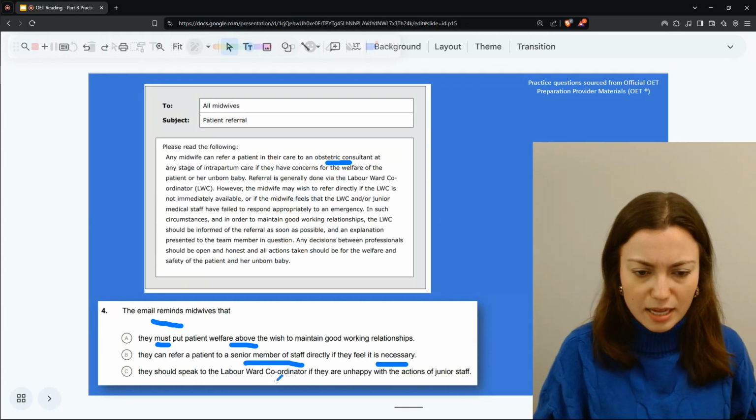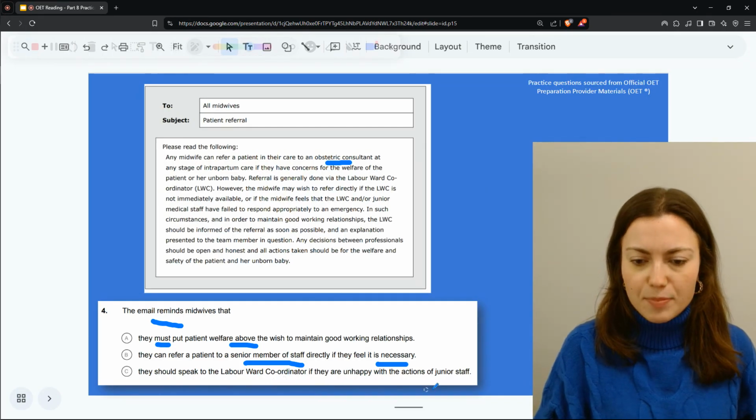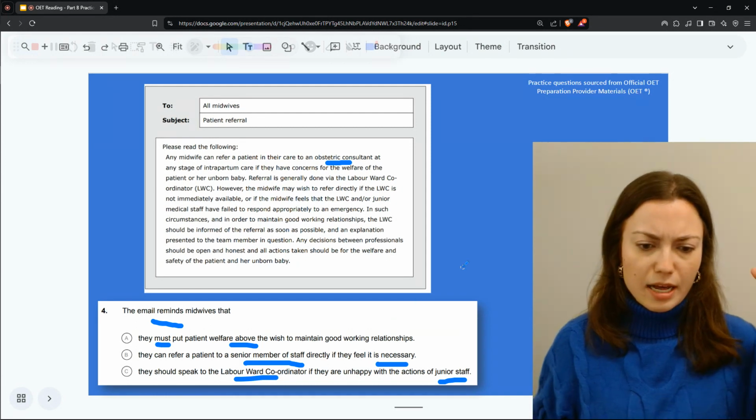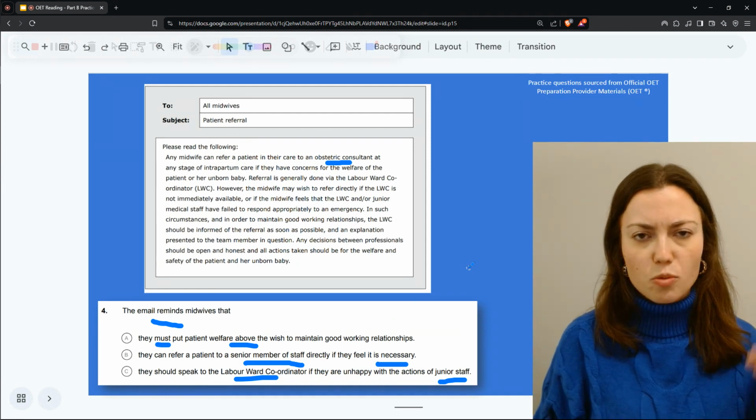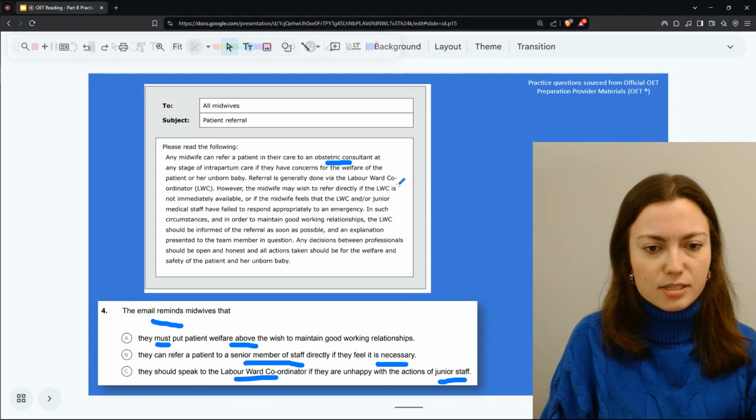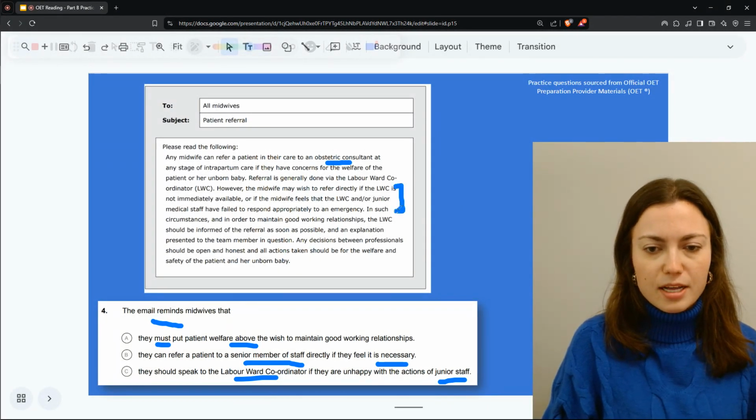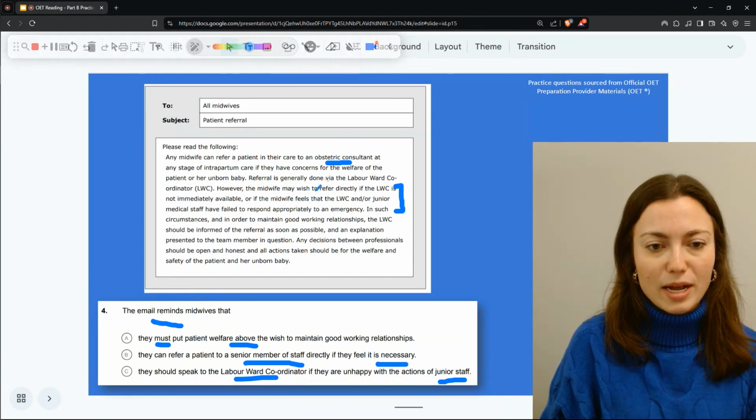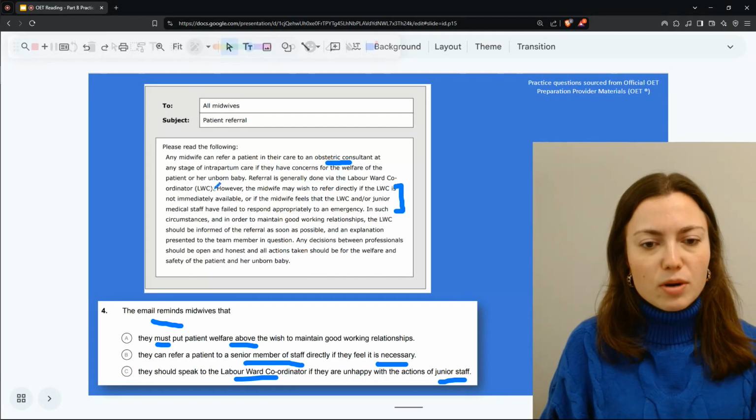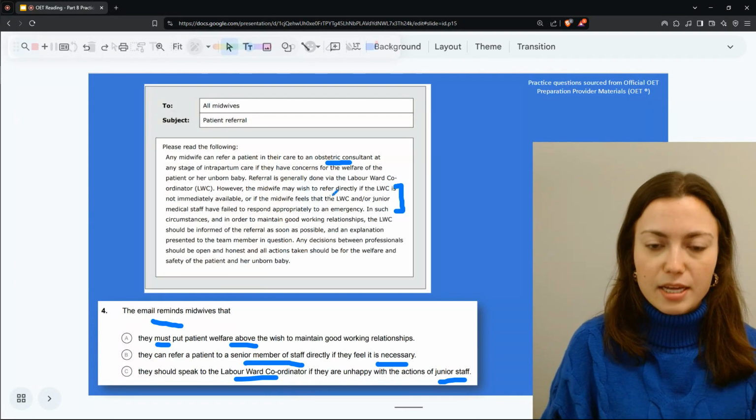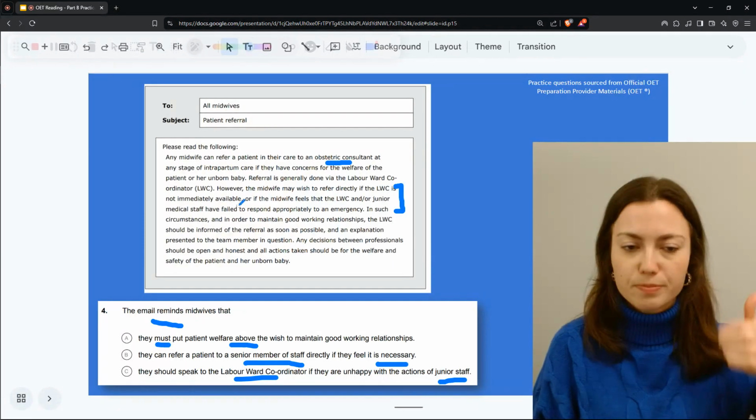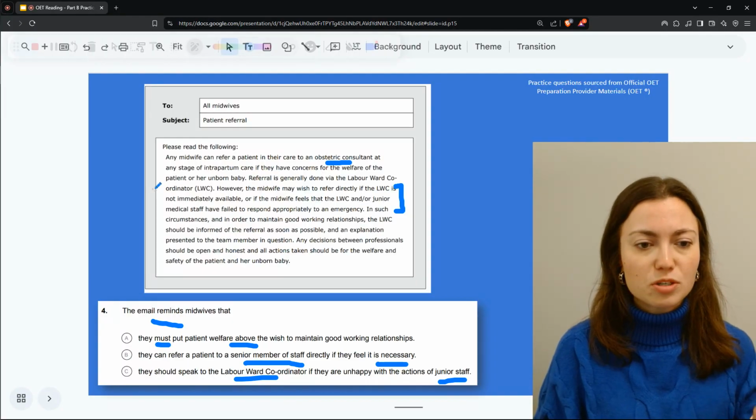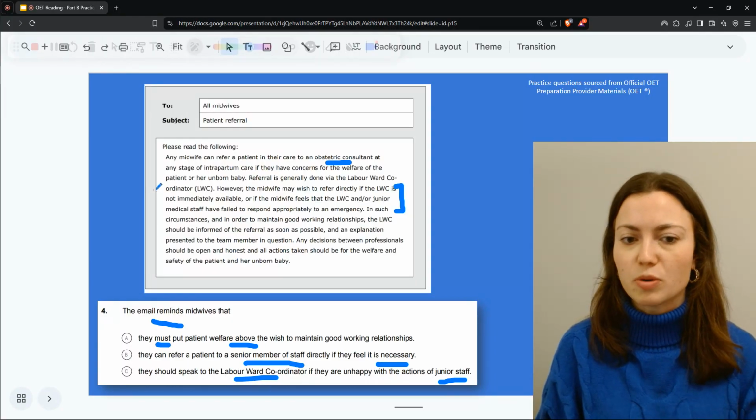They should speak to the labor ward coordinator if they are unhappy with the actions of the junior staff. Okay, so we have a few other people here, the LWC and the junior staff. So based on what you read, there's a very clear section here, right in the middle, that can either confirm or deny if C is correct. So let's read this. However, the midwife may wish to refer directly if the LWC is not immediately available. So that's one criteria. Or if the midwife feels that the LWC and or junior medical staff have failed to respond appropriately to an emergency.